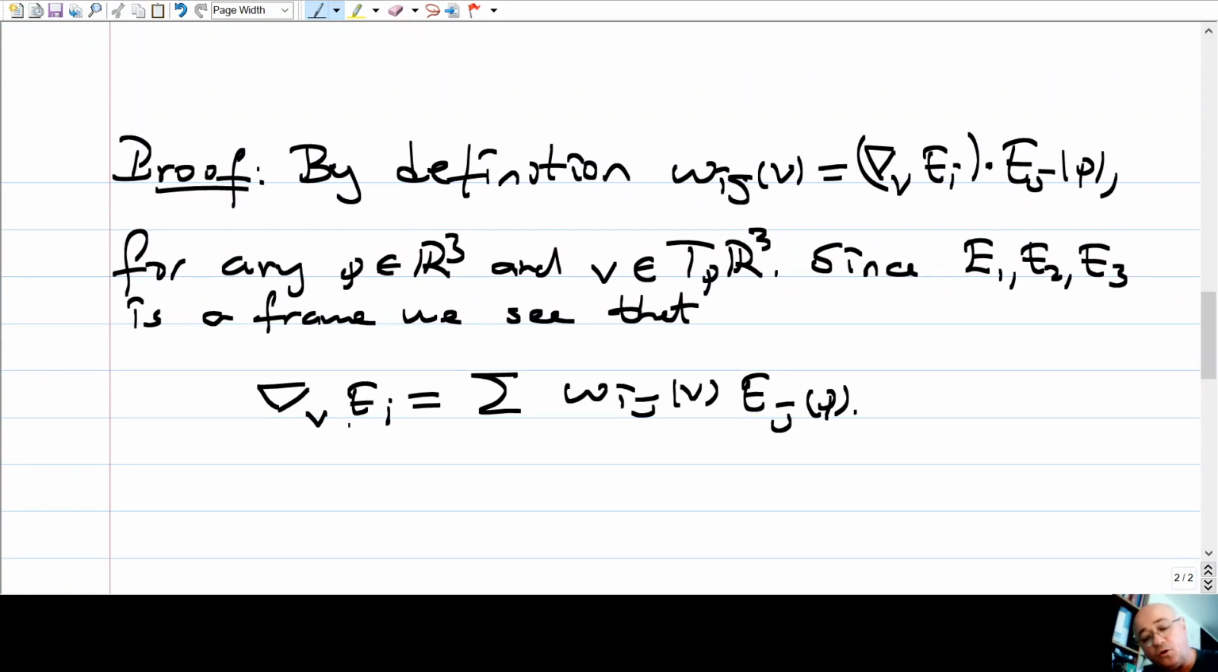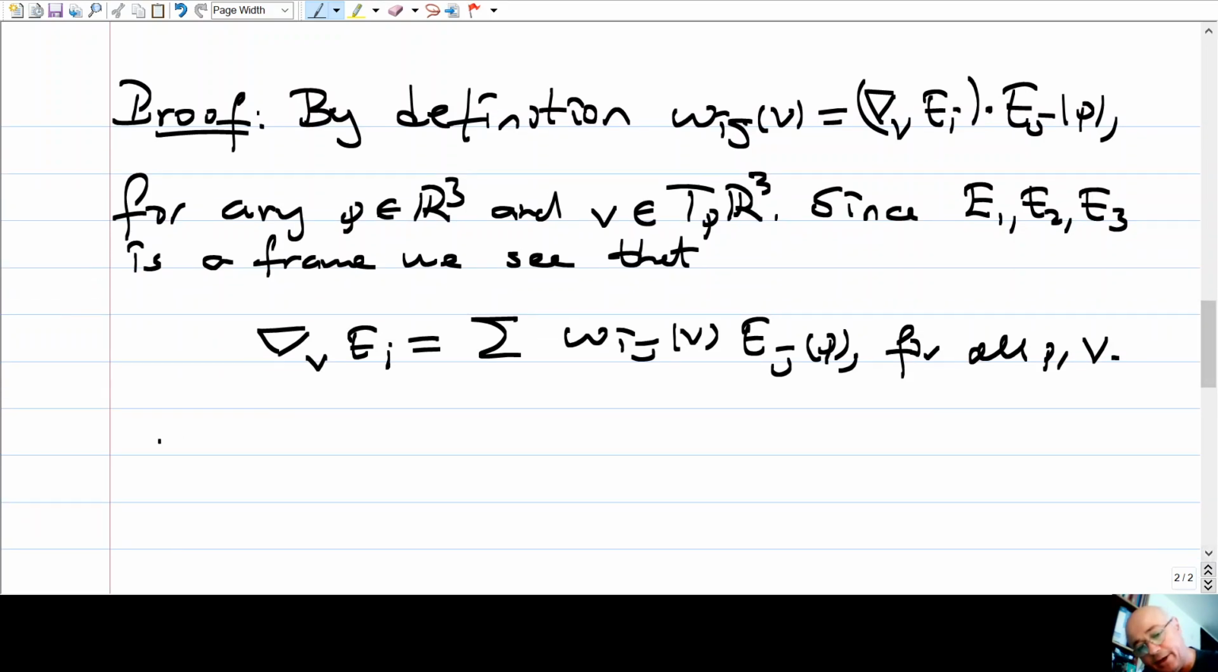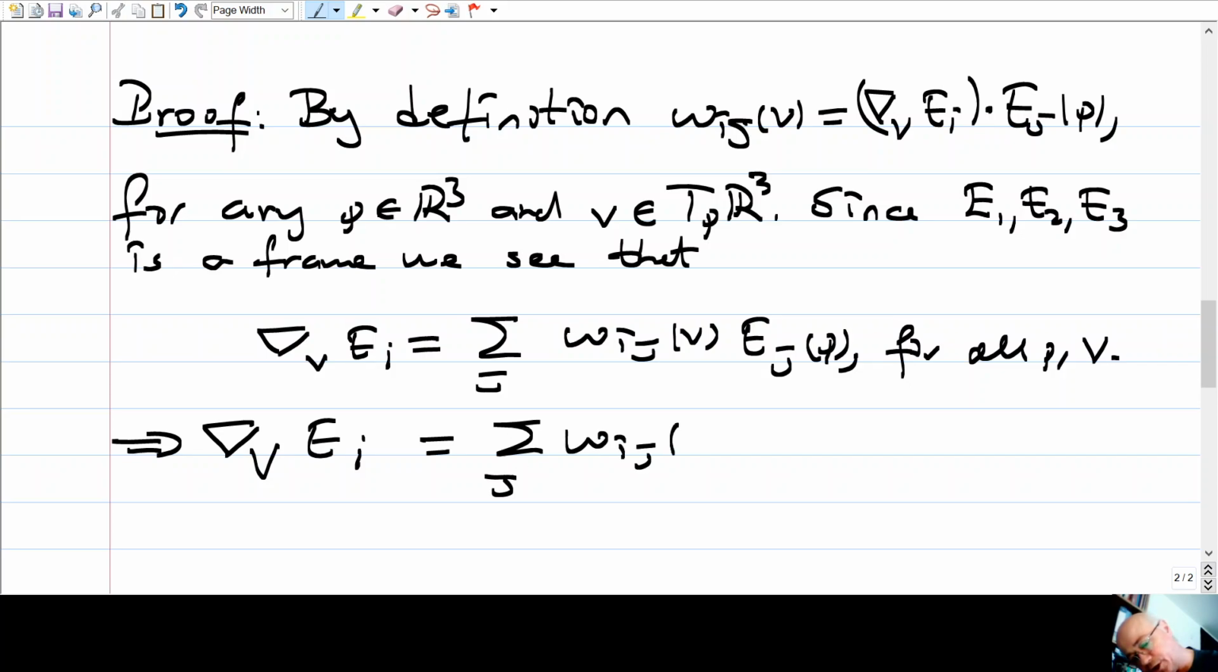But this is true for all P and V. Well, this implies this is true for the vector field. So summation over j here, of course, omega ij of V and then Ej. All right. So this finishes the proof.